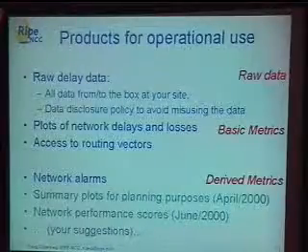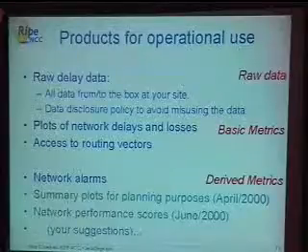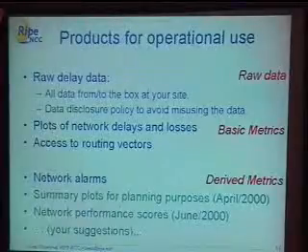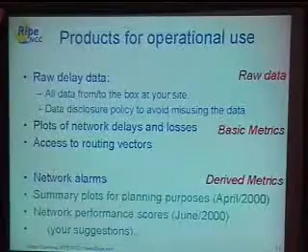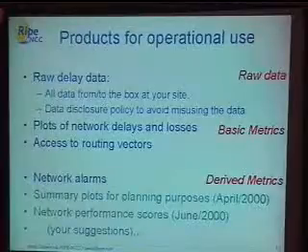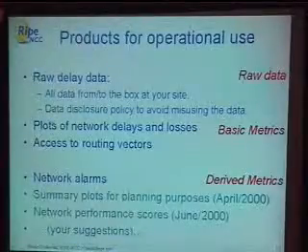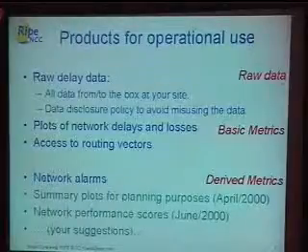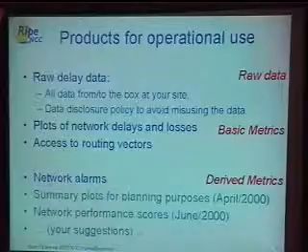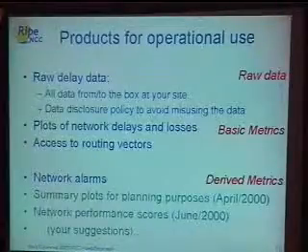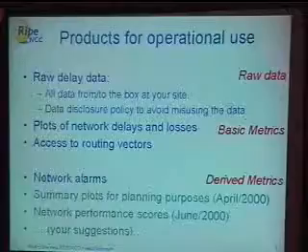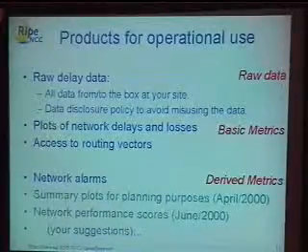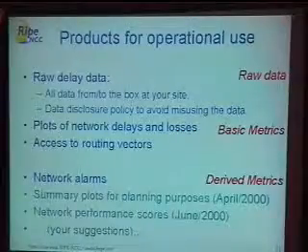And the next thing we're working on are derived metrics. We have network alarms in place since about 2 months. We're working on summary plots for planning purposes, and I'll show an example of that. We plan to have that fully operational by April. And we have network performance scores. That's basically the next step, and that should be there by about June. And of course, there's a lot more in the data. So we're always interested in hearing suggestions from people who want to do something with the data.